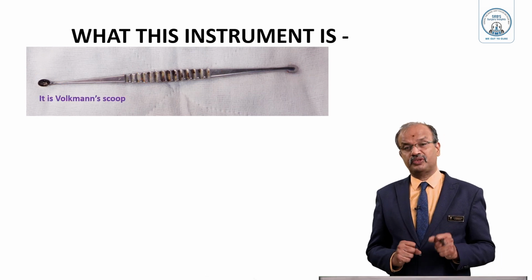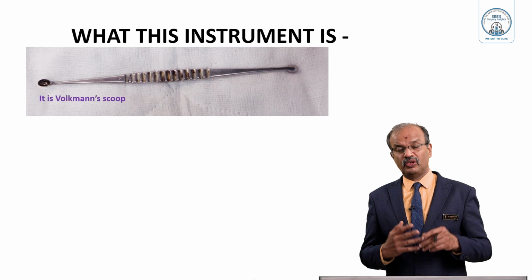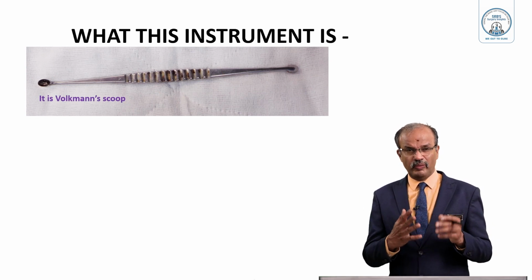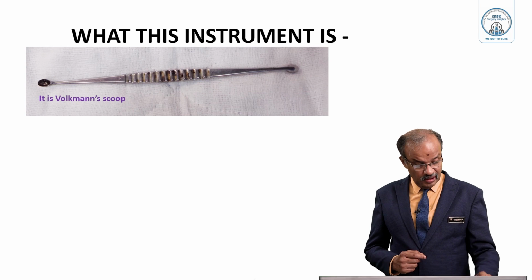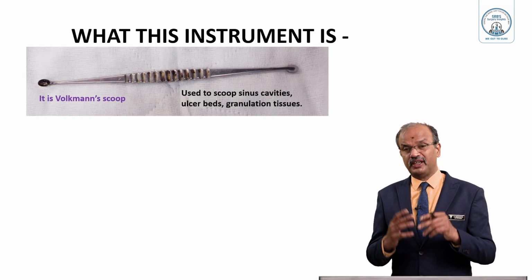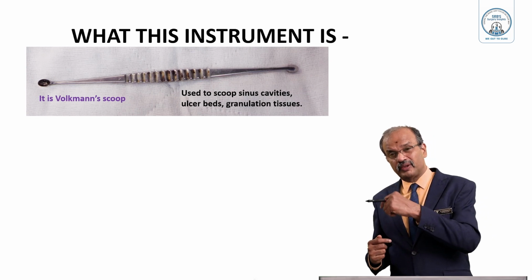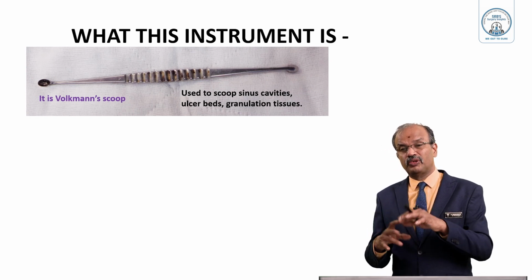So what is this instrument? It is Volkmann's scoop. You know that many Volkmanns are there: Volkmann ischemic contracture, Volkmann's scoop. So many Volkmanns are there. Volkmann from Germany designed this one. They designed it mainly to scoop sinus cavities, ulcer bed, granulation tissue. While placing the skin graft, you clear the granulation tissue so that you can put the graft.